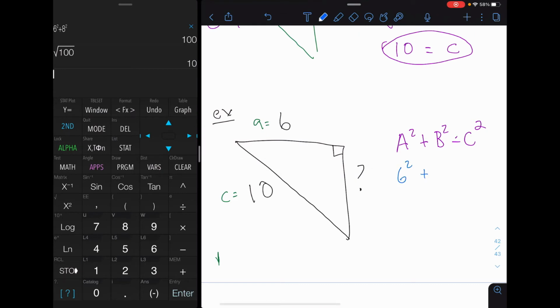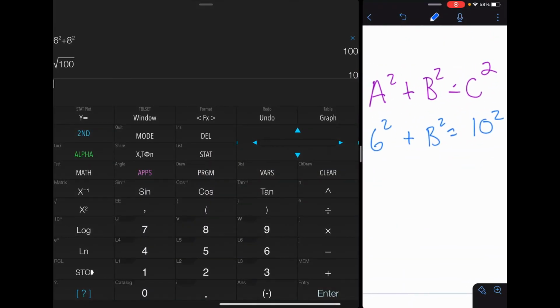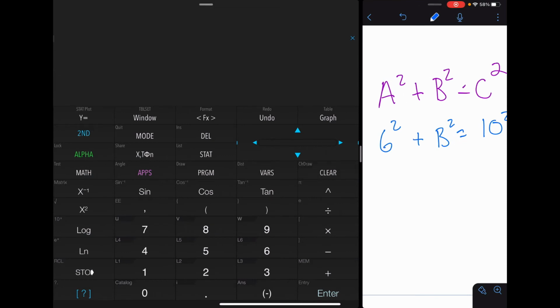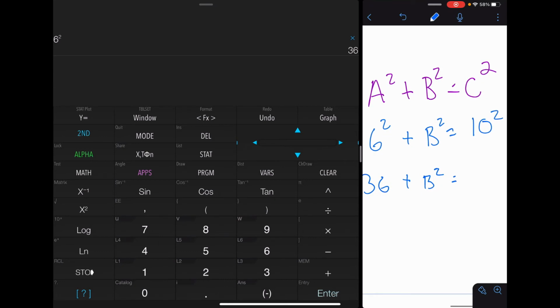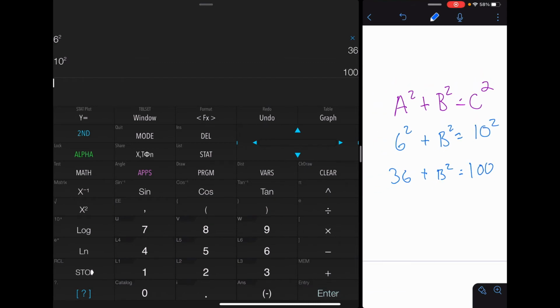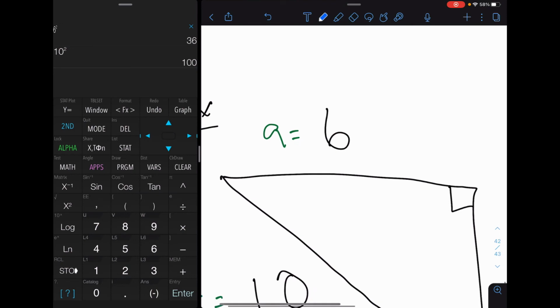6 squared plus B squared equals 10 squared. Put it in your calculator. What is 6 squared? That is 36 plus B squared equals 10 to the power of 2, and that is 100. So what are we looking for? ¿Qué estamos buscando?